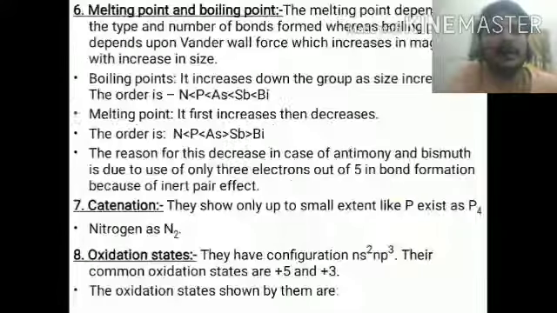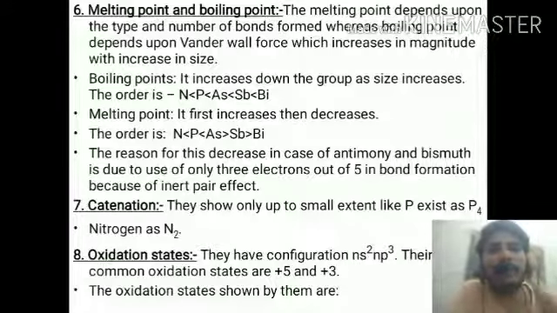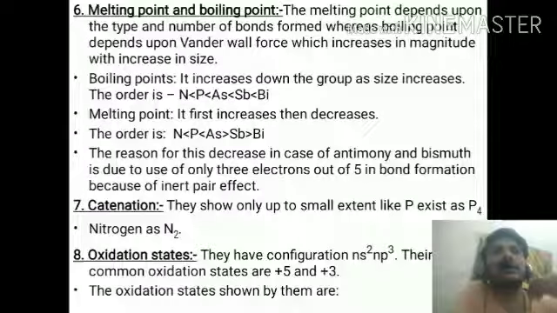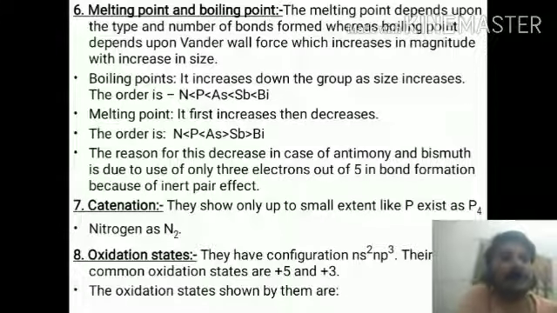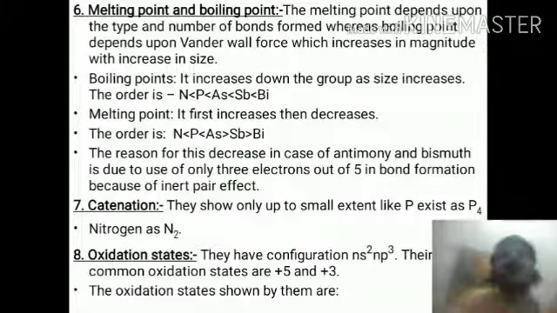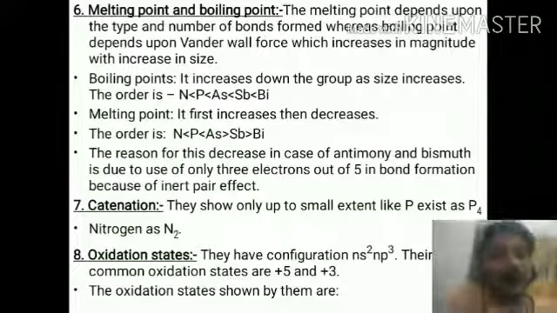Now the next property is melting point and boiling point. You know the definition in the easiest way. The temperature at which a solid substance starts to melt is called the melting point. The temperature at which a liquid substance starts to boil is called the boiling point. It is not a proper definition, but it is a simple definition.